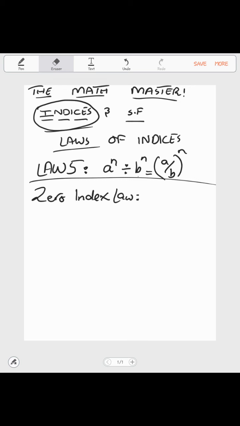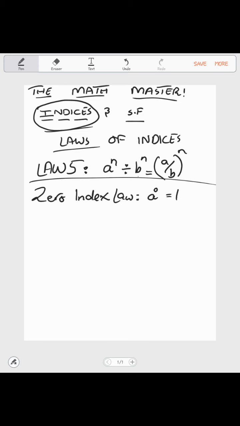If the power of any number is 0, the answer would be 1. The question wouldn't come like why. It would simply come like, what is 6 power 0 equals what? You just write 1 and gain 1 mark. It's very simple. So the 0 index law states that any number with the power 0 equals 1.